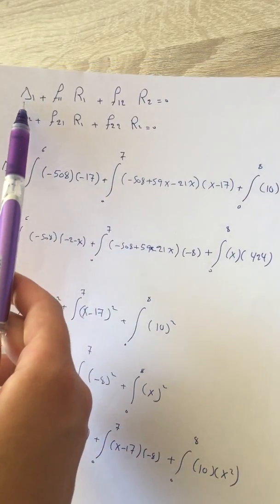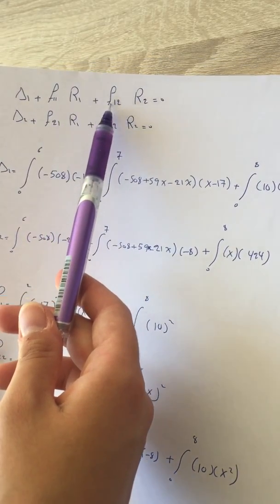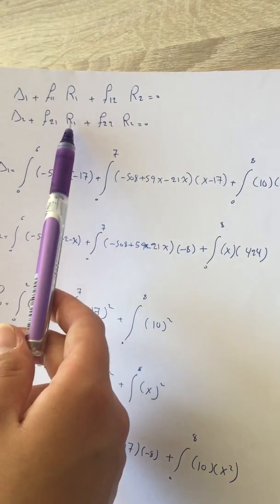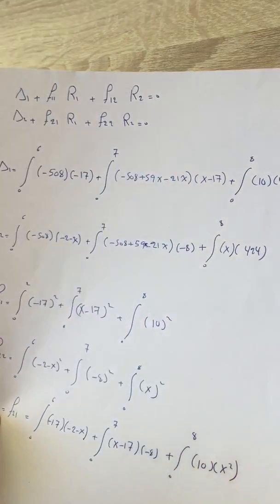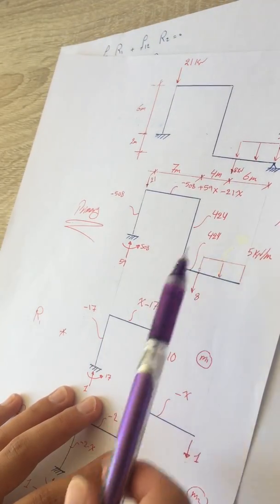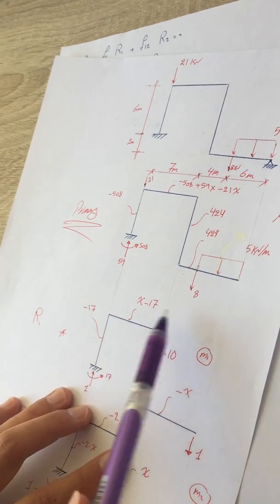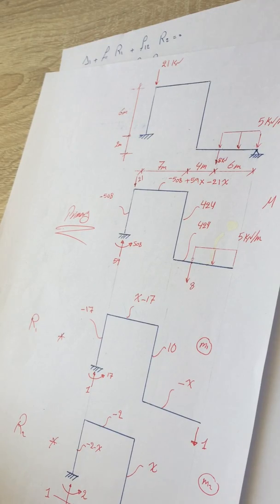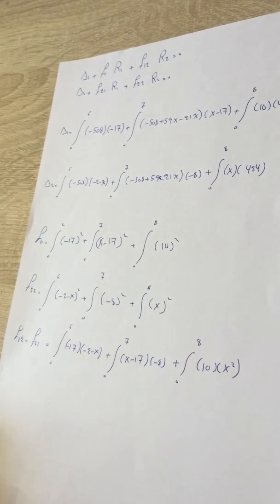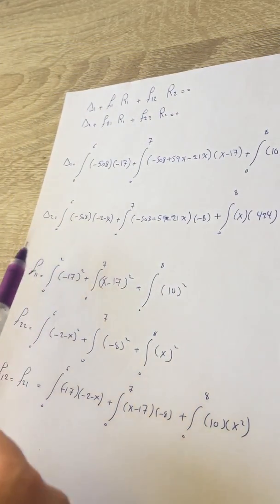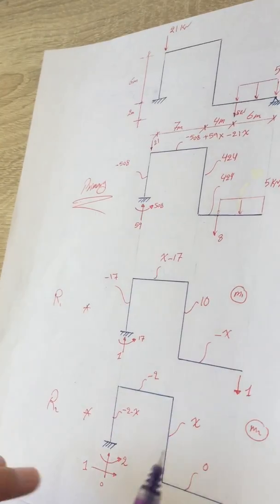The equations are delta 1 plus F11 R1 plus F12 R2, and the other one is delta 2 plus F21 R1 plus F22 R2 equals 0. Delta 1 is M capital and m small for the first structure. So here's M capital and here's m1. For each segment, you put the plus sign between them, and you can find the magnitude and put it in the comment below so I can check it for you. And for delta 2, it's M capital and m2. Here is m2, this one.